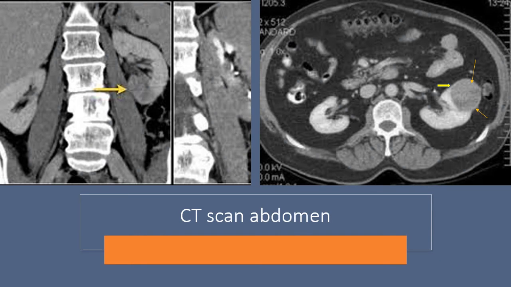This one is another CT scan of another patient showing a tumor in the upper pole of the left kidney, which seems to be adherent or lying very closely on the left psoas muscle. Okay, here it is very well encapsulated medially, but over here there may be some breach of the capsule.